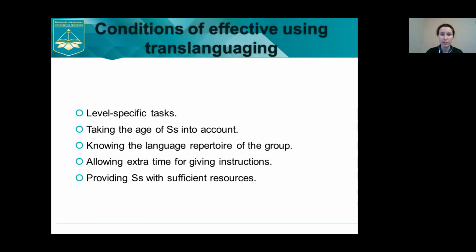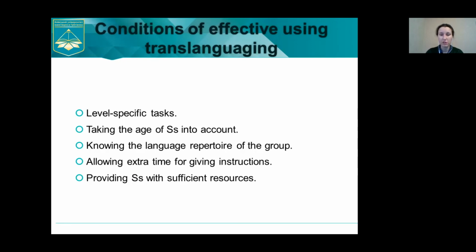The next condition is knowing the language repertoire of the group. The teacher can't just ignore what happens in the classroom. And of course, we can't know all the languages in the classroom, but at least knowing some words or some instructions in those languages, knowing what languages students know, can encourage sharing these languages between each other in the group.